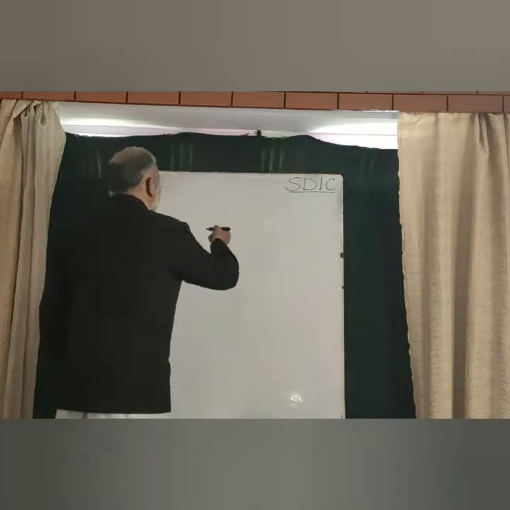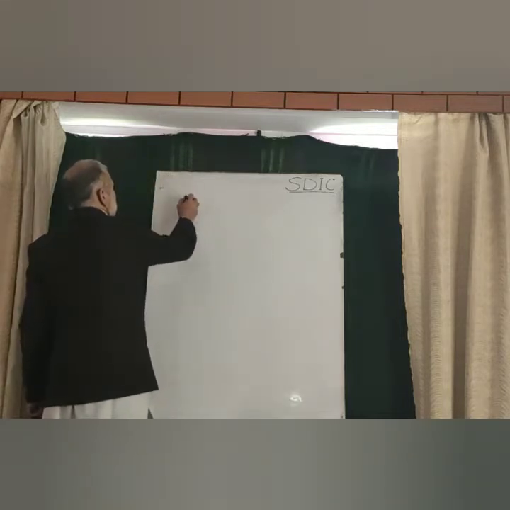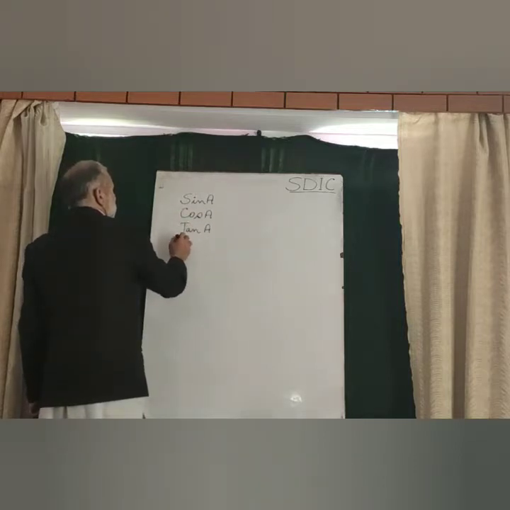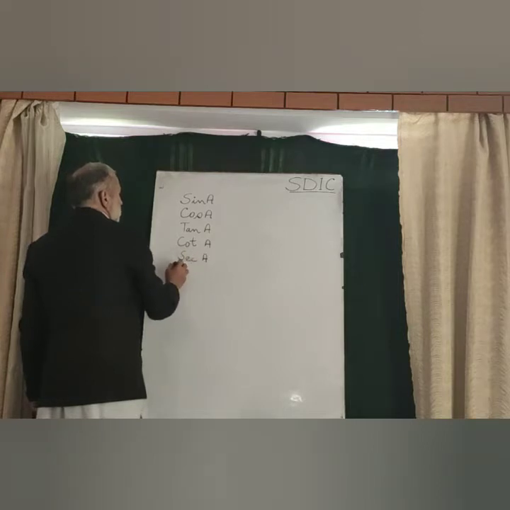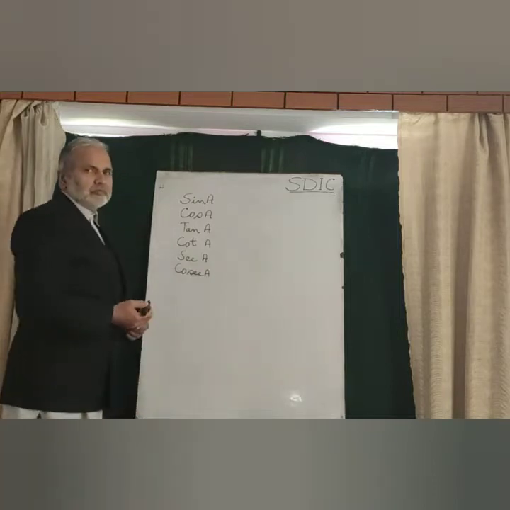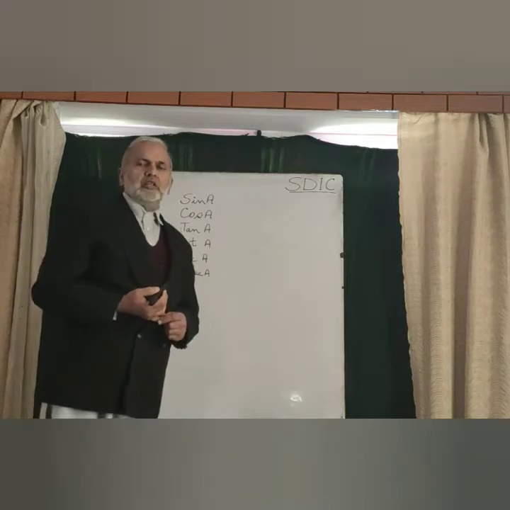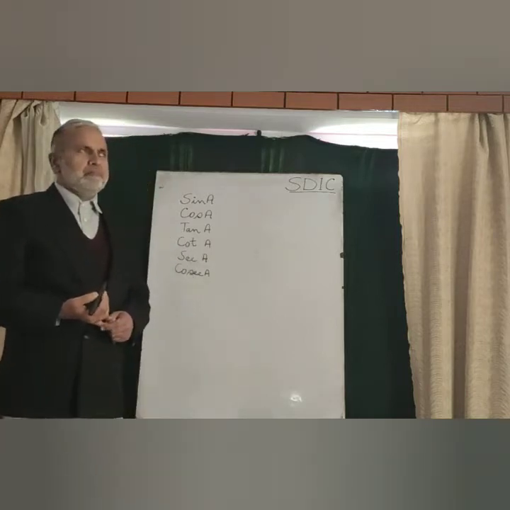The six trigonometric ratios with respect to acute angle A are sine A, cos A, tan A, cot A, sec A, and cosec A. Let us go through the definitions quickly to recollect what we did yesterday.